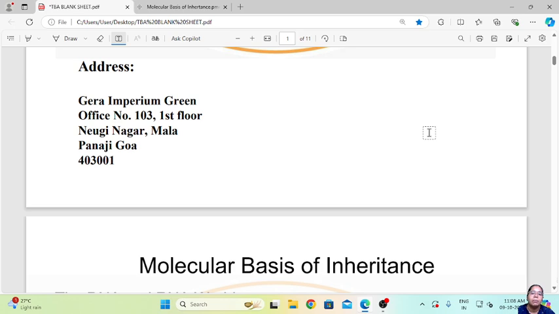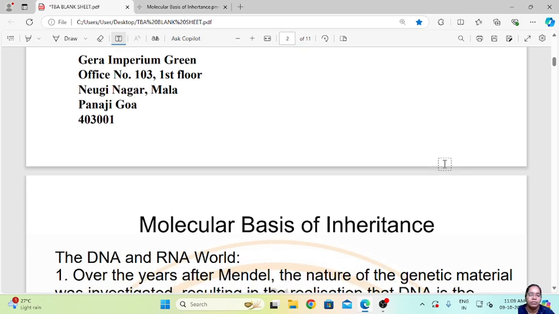We have seen Mendelian inheritance experiment wherein we have seen that certain gene brings certain characters from the parent to the offspring. So how does this happen, that is how does this molecular inheritance happen in human beings and in organisms? That we will study in today's chapter, that is molecular basis of inheritance.